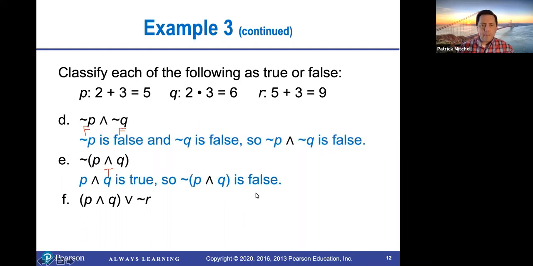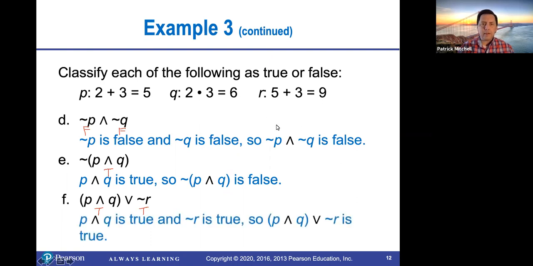All right, and that brings us to letter F. P and Q, which again we already know is true, or not R. And remember, R is false. That means not R is true. And if I put a disjunction between those, that is going to be a true statement.